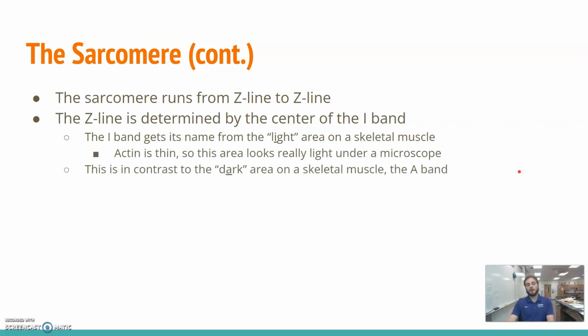The dark area is going to be the A band. This is going to be where myosin is. Now, some myosin and actin do overlap. So when you're determining the dark area versus the light area, A band versus I band, in the I band there can only be actin. And in the A band, there has to be myosin, but there may be actin as well. So it's all about whether or not myosin is there that really makes the difference between the light and the dark band.